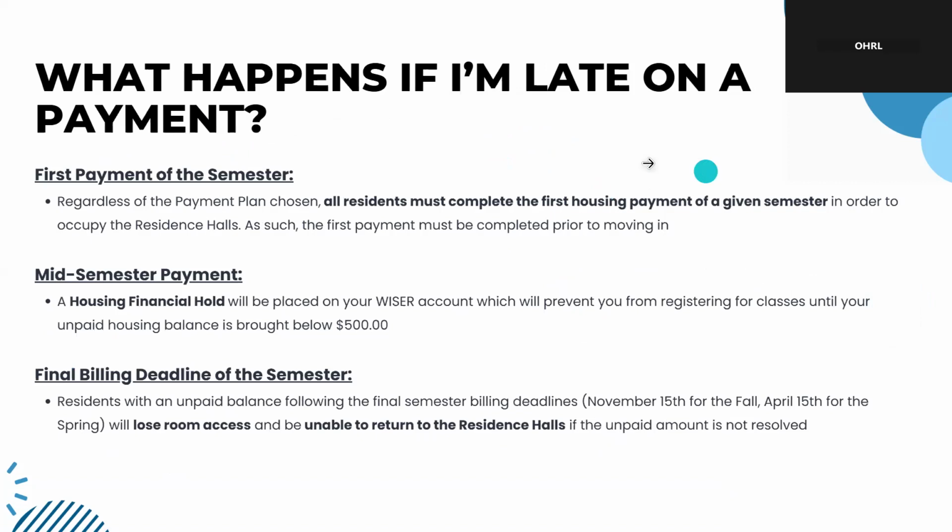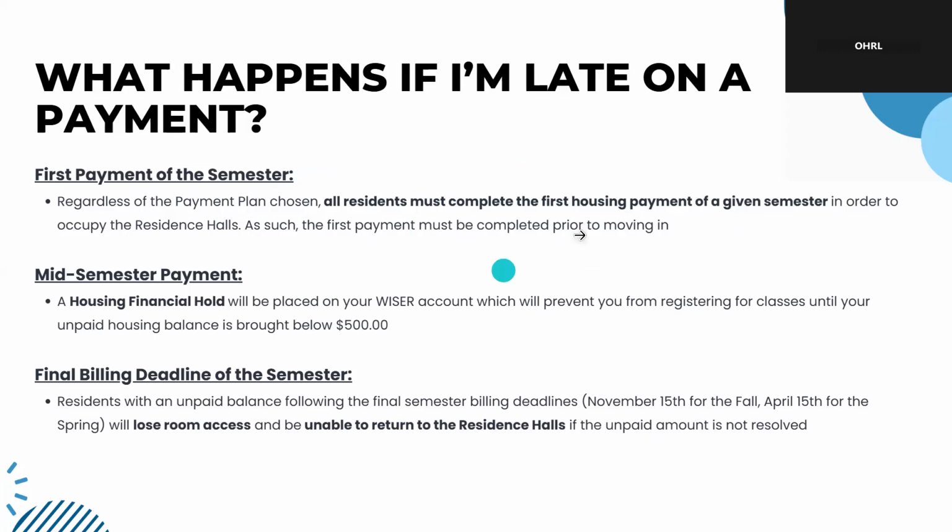Moving on, I don't believe that anyone viewing this is going to have to worry about this, but just in case, hypothetically, what happens if you're late on a payment? Well, if it's the first payment of the semester, regardless of the payment plan chosen, as I mentioned a few times, all residents must complete the first housing payment of the given semester in order to occupy the residence halls. As such, the first payment must be completed prior to moving in. In other words, let's say Bobby Beacon wasn't as on top of his resident portal and he didn't pay the first on-campus housing bill before showing up for move-in, he would have to pay that before we were able to give him his keys.